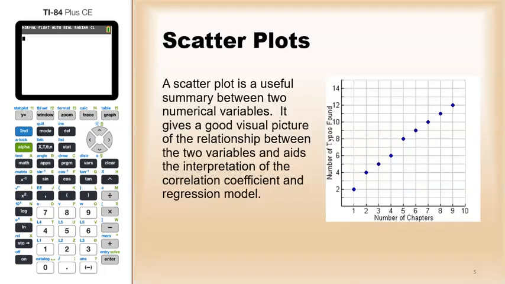So a scatter plot is a useful summary between two numerical variables. It gives a good visual picture of the relationship between the two variables and aids the interpretation of the correlation coefficient and the regression model.